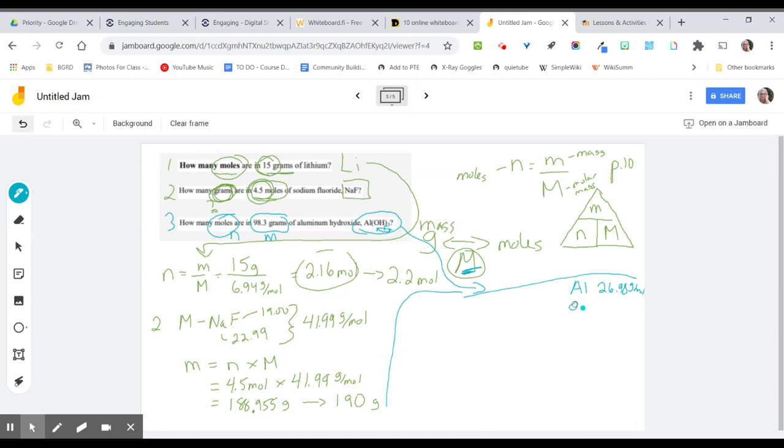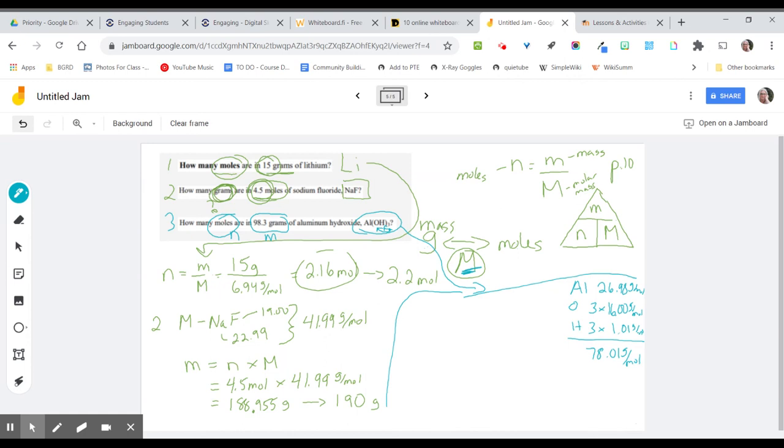So oxygen, there are 3 of them, and each one is 16.00 grams per mole. And for hydrogen, there are 3 of them again, and each hydrogen is 1.01 grams per mole. We add all that up, and we get a molar mass of 78.01 grams per mole. I'm not going to round anything off until we get to the end of the question.